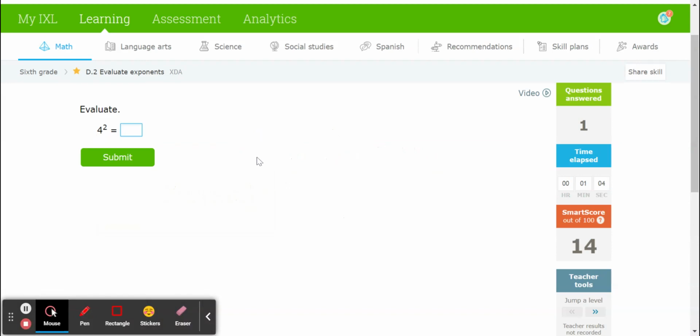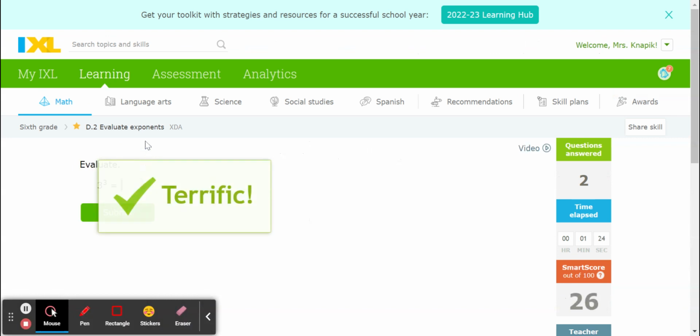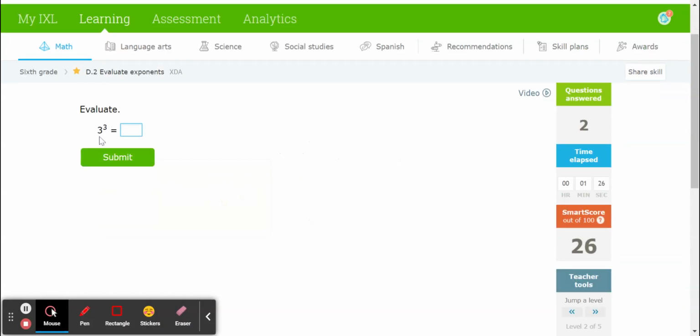4 to the second power. 4 to the second power is not saying 4 times 2. It's not what we're asking. So our base is 4. How many times are we multiplying out our base? Twice. So it's going to be 4 times 4. So there's 2 4s. Our answer is going to be 16. Okay? So D2 is where you're evaluating or finding out the answer.